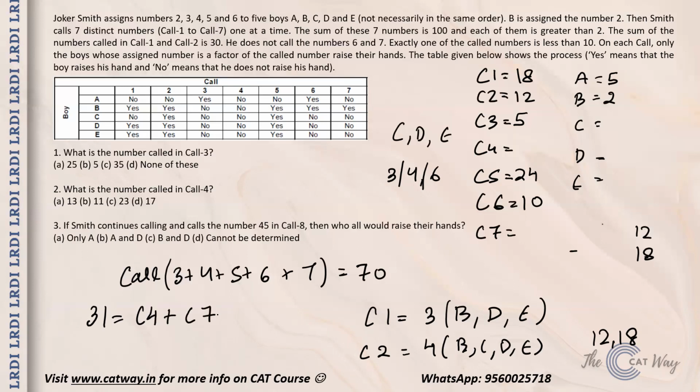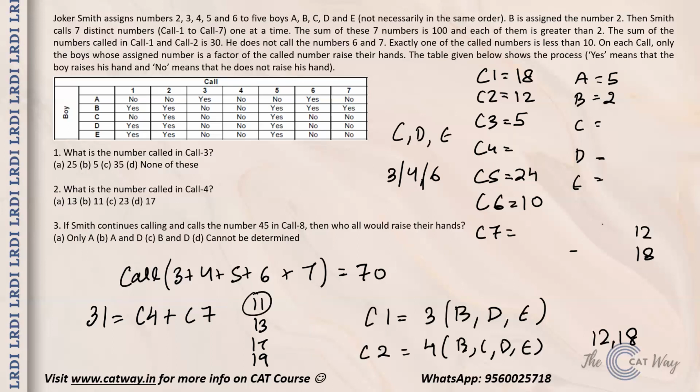Now what we calculated earlier is that C4 is a prime number, and C7 is only a multiple of 2. Now, what are the prime numbers above 10 and below 30? The possible options are 11, 13, 17, 19, 23, and 29. If you go to 23 and 29, the other number would be a single digit number, so that is not possible.